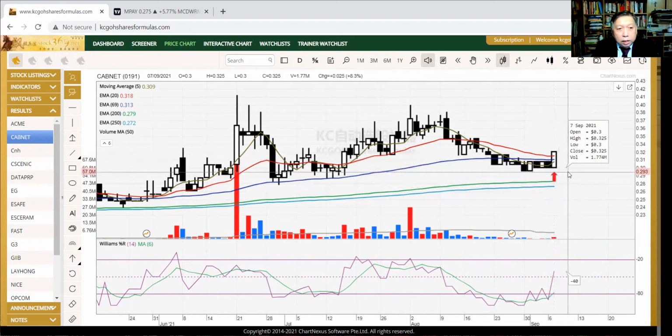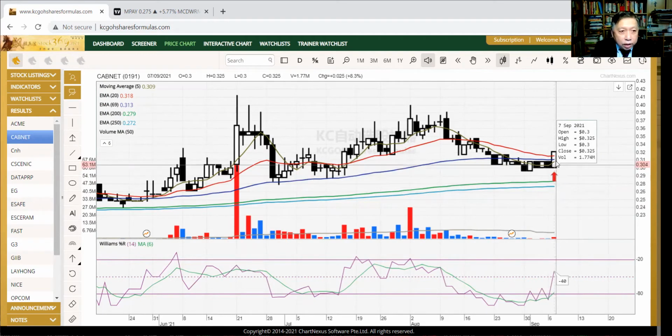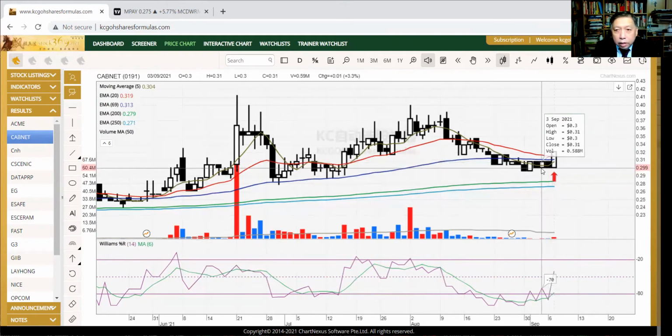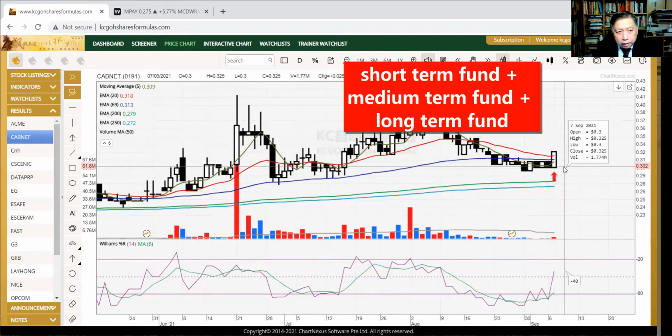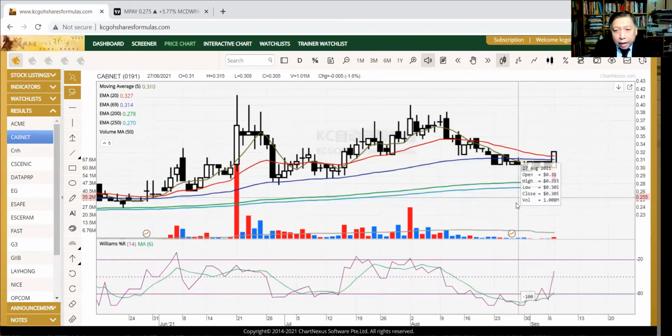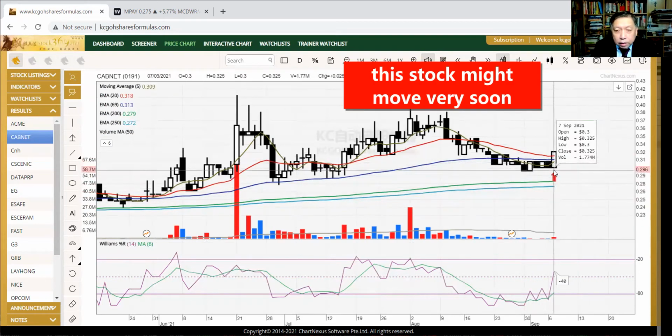So it has penetrated through several moving average lines. That means there is cooperation between the short-term funds, medium-term funds and long-term funds. So when there is a penetration, it means this stock might move very soon.